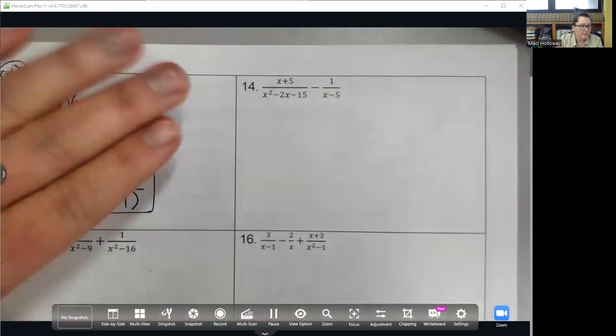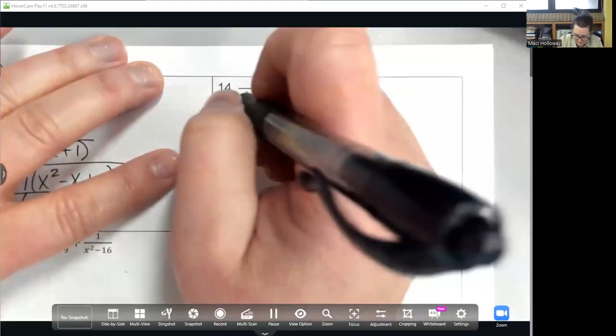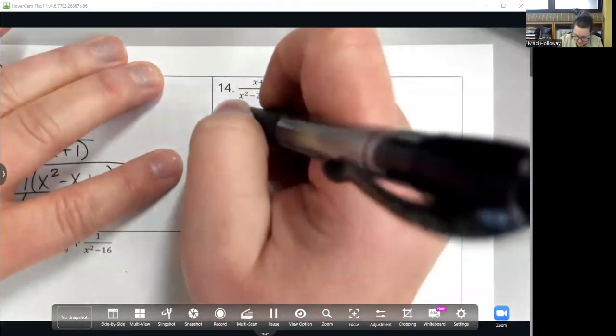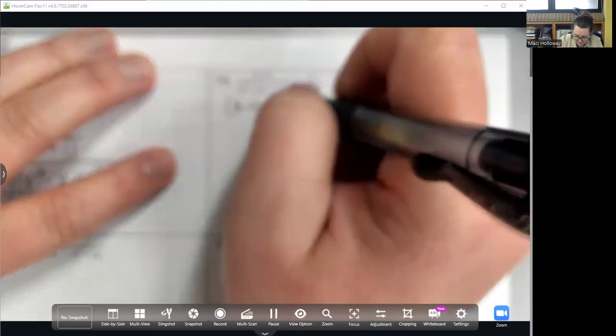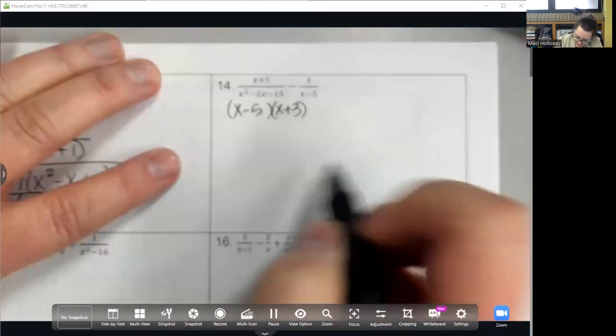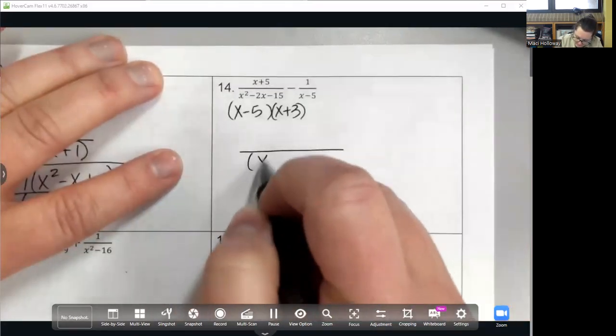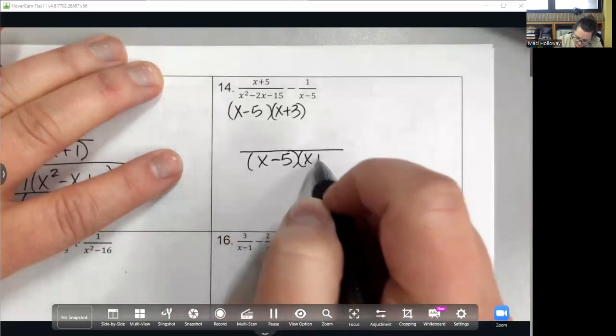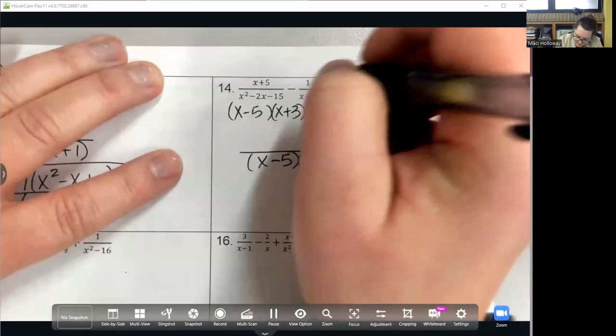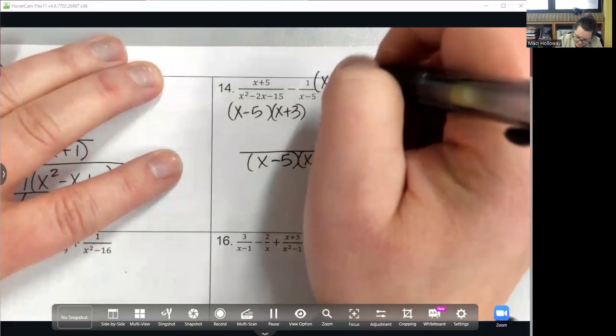Bummer. All right, factor first. So we'll factor here and we get x minus 5 and x plus 3. So my common denominator is x minus 5, x plus 3. This guy needs an x plus 3.